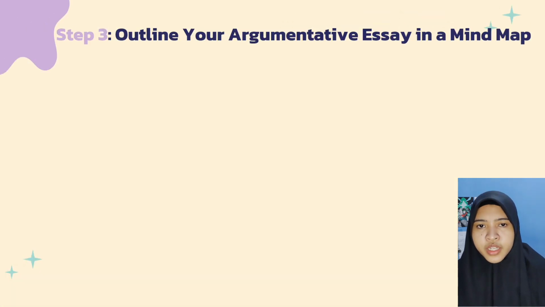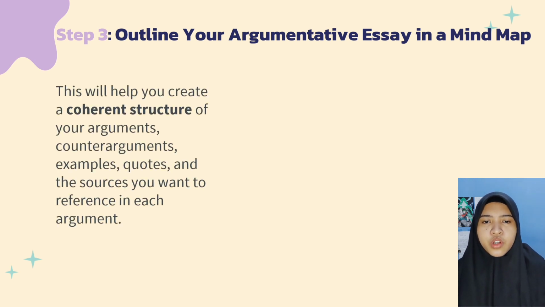Next is step 3. Outline your argumentative essay in a mind map. Before you start with the actual writing, it's very important that you first create an outline of your essay paper. This will help you create a coherent structure of your arguments, counter-arguments, examples, quotes, and the sources you want to reference in each argument. You can quickly review this outline whenever you get sidetracked in your writing process or when you are unsure about how to continue.